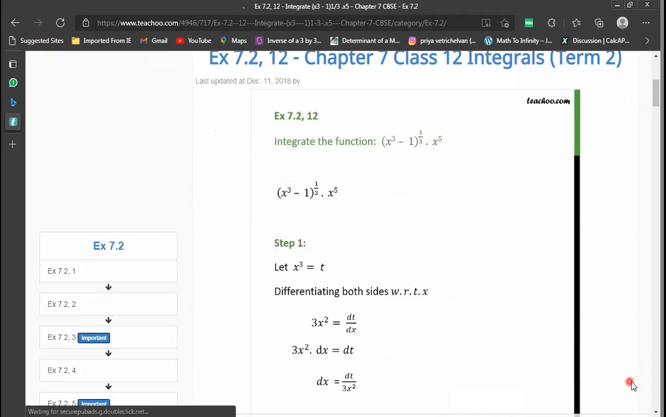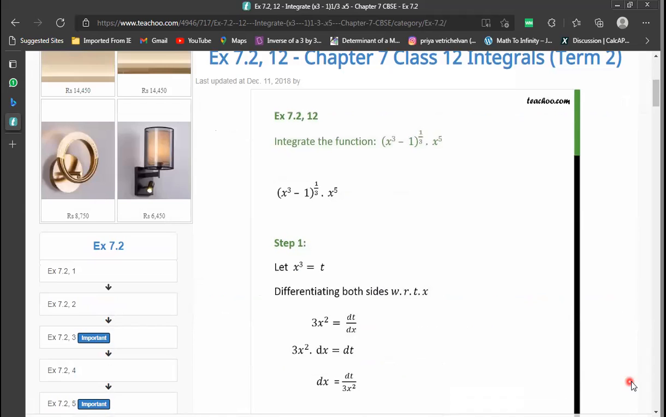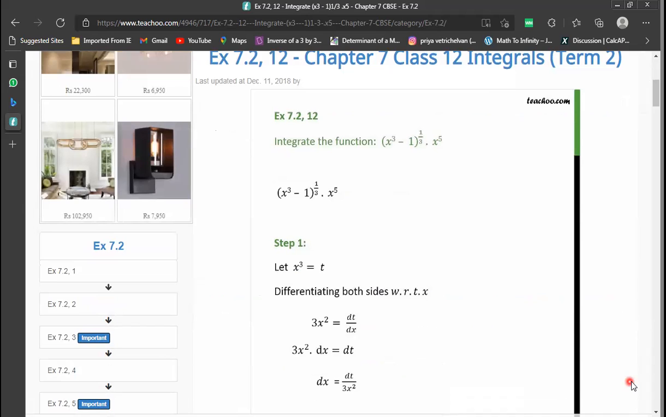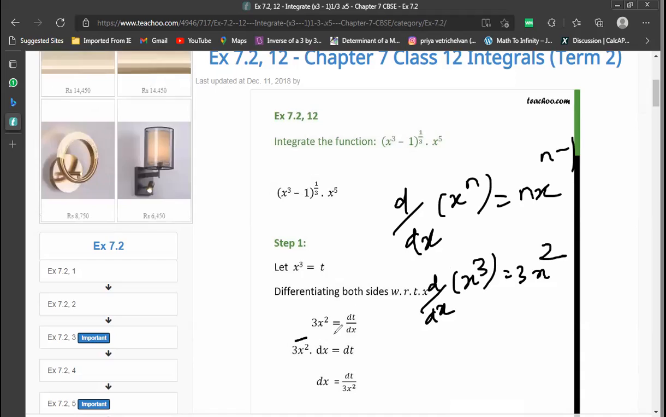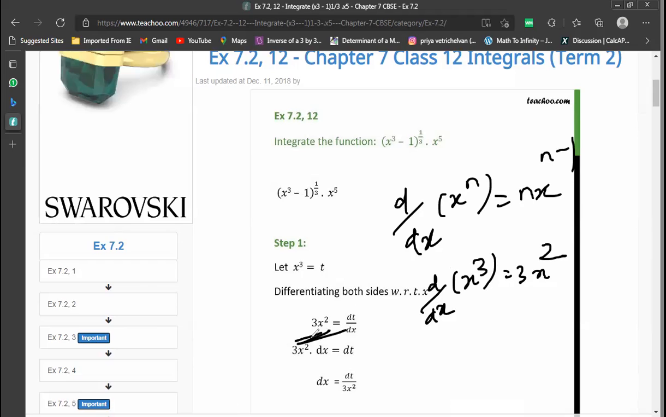x cube minus 1 the whole power 1 by 3 into x power 5. Here also we are going to use the substitution method. Here we are taking x power 3 as t and we are differentiating. Differentiation of x power 3 is 3x square. You know the rule: differentiation of x power n is nothing but n into x power n minus 1, isn't it? So differentiation of x cube is 3 into x power 3 minus 1, which is 2. So it's 3x square. So 3x square is equal to dt by dx, and dx can be written as dt upon 3x square.